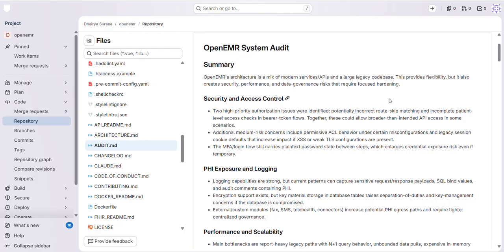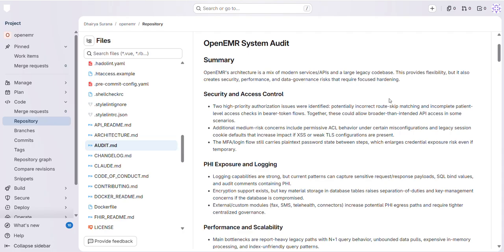So, starting off with the audit, when I conducted the audit, I found that OpenEMR's system is a mix of legacy code and modern APIs. This naturally poses a risk since any system is only as strong as its weakest link. And generally speaking, legacy code tends to have more vulnerabilities.